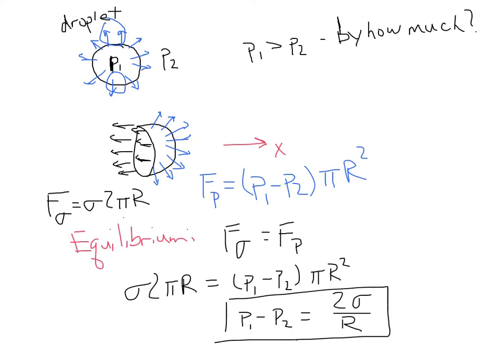Again, very similar to the bubble case that you're going to be working on in the problem set this week. Important to note that the bubble has two interfaces, on the inside and the outside, so the analysis will need to be modified accordingly.